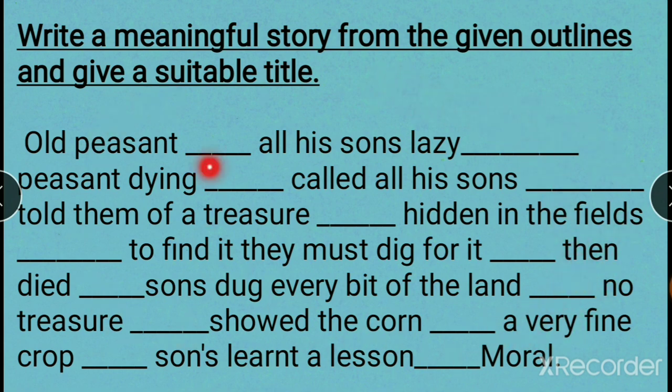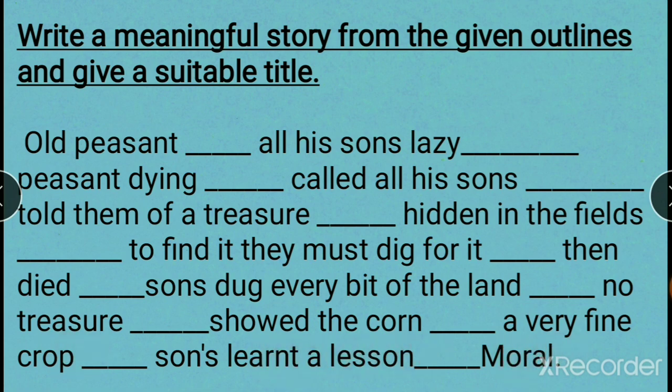Yesterday, in the explanation of story writing, one example must have been taught to you. In the same way you have outlines over here. Outline means some hints are given to you about the story. One old peasant, all his sons lazy, peasant dying, called all his sons, told them of a treasure hidden in the fields. To find it, they must dig for it. Then died. Sons dug every bit of the land. No treasure. Showed the corn. A very fine crop. Sons learnt a lesson.